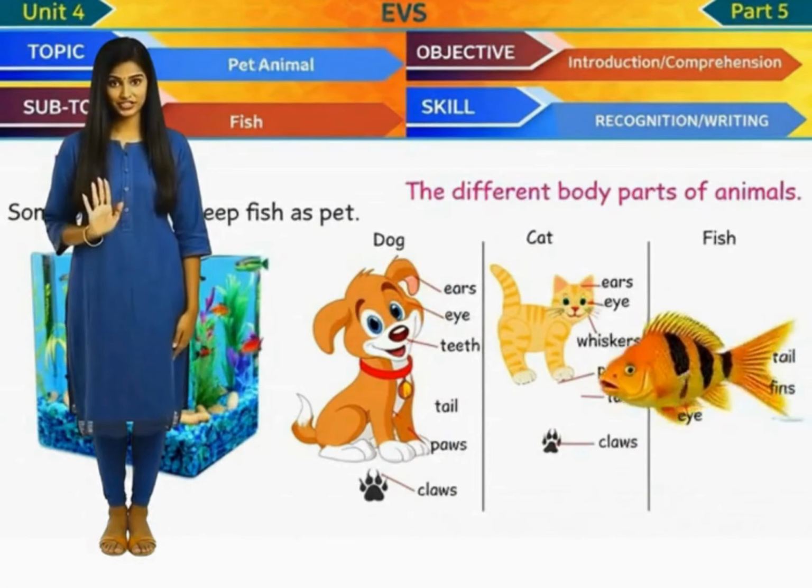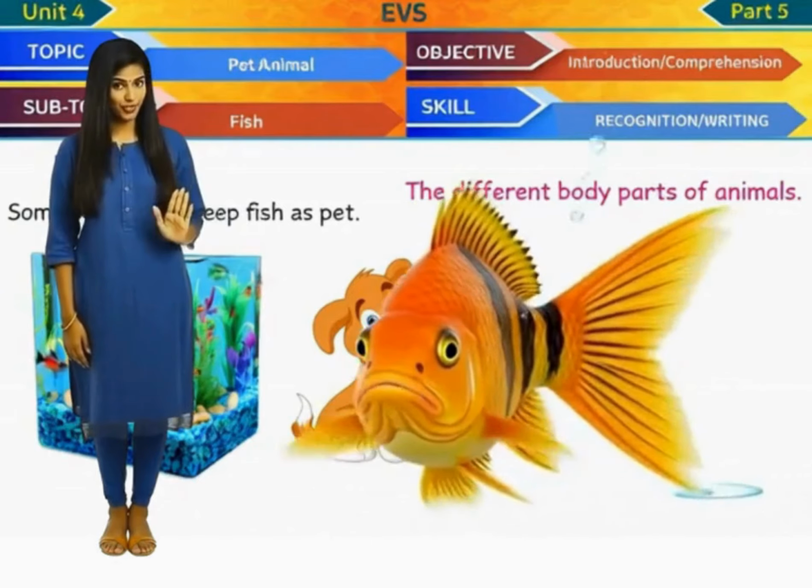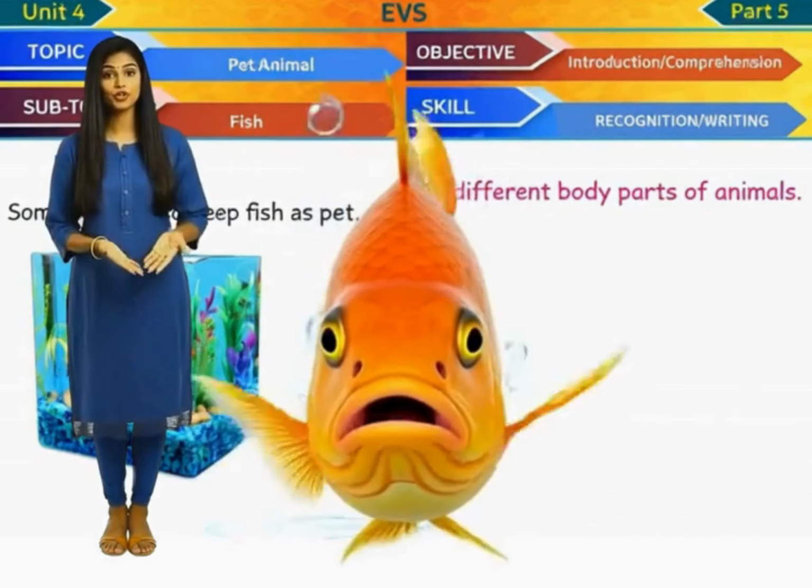Now look at the fish. A fish has eyes, fins and a tail. Fins help the fish to swim. The tail helps it move forward in water.